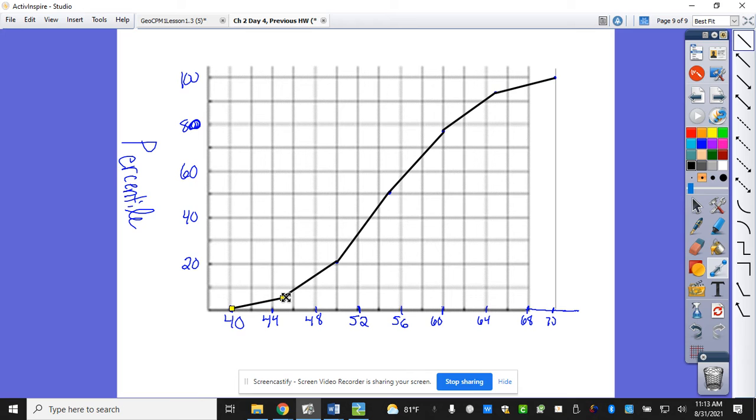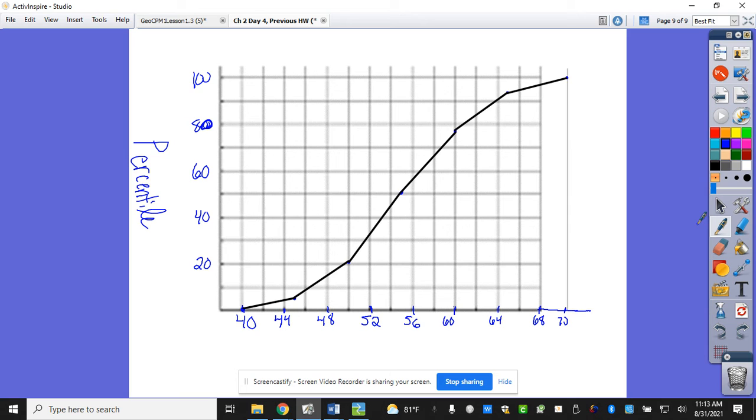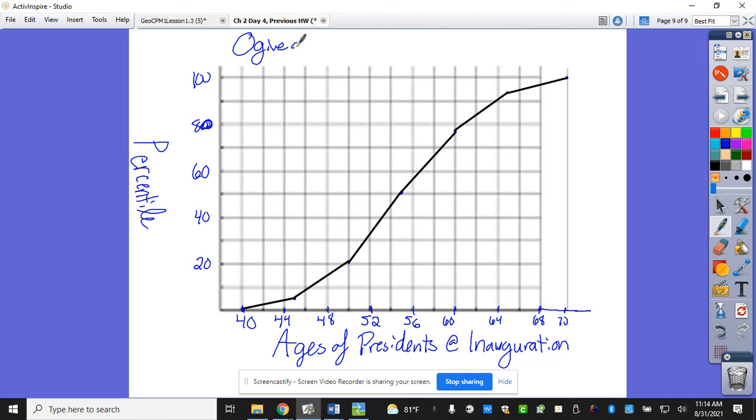Let's add some labels. What are these? Age. Does it say when? At inauguration, and number. And then my typical Ogive of presidents. Does it even say U.S. presidents or just say presidents? Just says presidents.